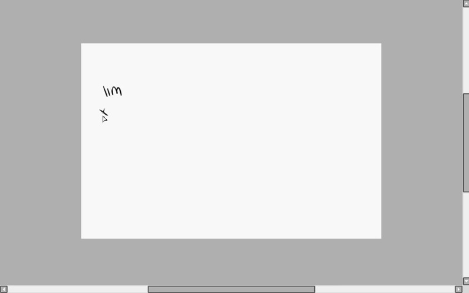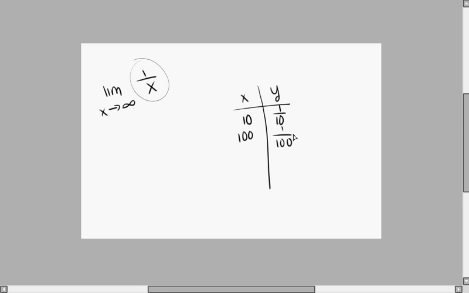So, limit as x goes to infinity of 1 over x. Let's not do this a fancy way yet. Let's do it a very simple way. So let's plug in numbers. So when x is 10, y is going to be 1 over 10, since you plug in 10 to this equation. Let's ignore this for now. So when you plug in 100, you're going to get 1 over 100. And when you plug in 1,000, it's going to be 1 over 1,000. And we can keep going on forever, but I'm going to stop here.